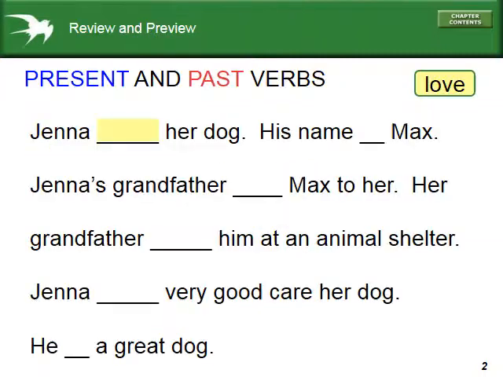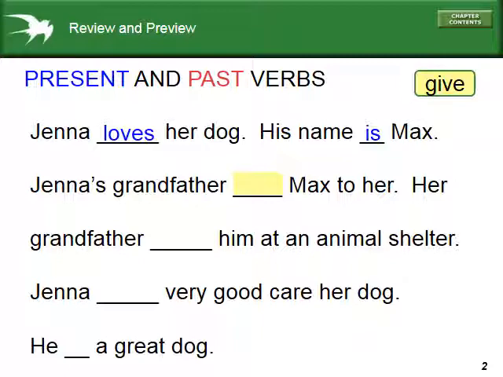Okay? So this is just a review of present and past verbs. So all of these ones, well, this first one is love. So Jenna should be loves her dog. Right? This is the present tense because it's describing a truth. His name is Max. Again, another truth.